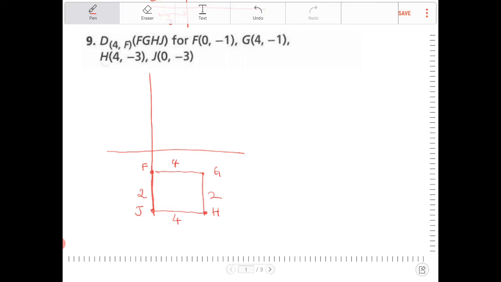Because when I'm dilating by a factor of 4 over point F, G is going to be no longer 4 away from F, but it's going to be 16 away from F. So G prime is going to be 16 away from F. So what is that? That's going to be (16, -1), because the y coordinate is going to stay the same. The y coordinate is negative 1.